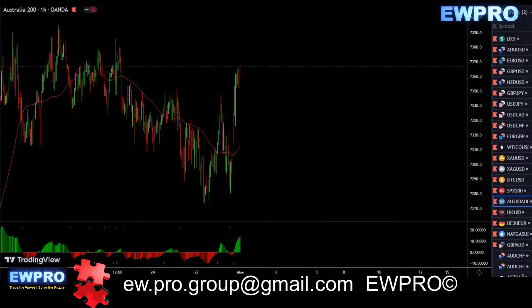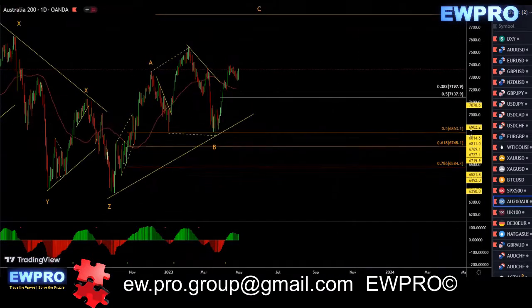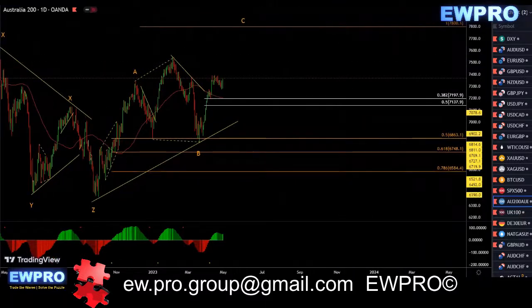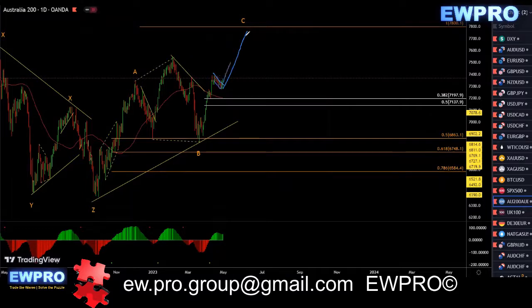AU 200 on the daily, very similar. We're looking for this C up, so you definitely can look to buy this. We've got a nice flag in there to buy. So I'm looking for that A, B, C as that expanding flat in here, and then we get that A, B, C. So nothing's changed for quite a while on this pair.